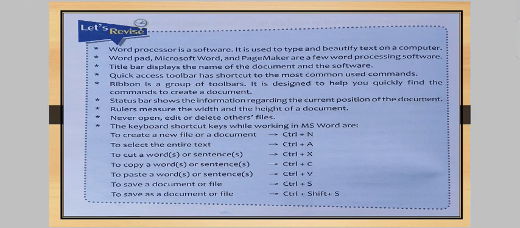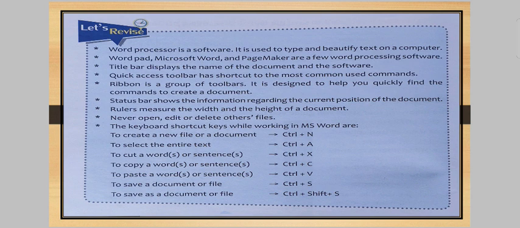Next, let's take a quick revision of this chapter. First, a word processor is software. It is used to type and beautify text on a computer. That means we use word processing software to type and beautify the text on a computer. WordPad, Microsoft Word and PageMaker are a few word processing software. When you are asked for examples of word processing software, WordPad, Microsoft Word and PageMaker are the examples.